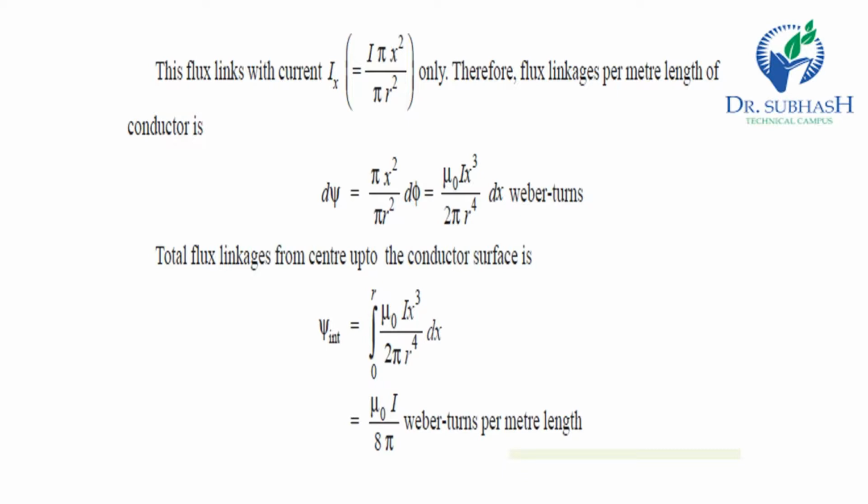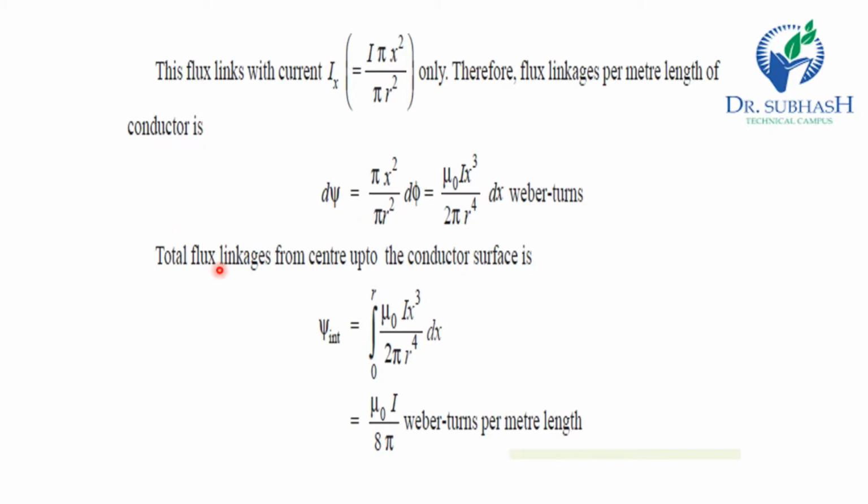Now this flux links with the current Ix, which is equal to I πx² by πr², as we defined above. Therefore the flux linkage per meter length of conductor is dψ equal to πx² by πr² times dφ, which is μ0 I x³ by 2π r² dx Weber turns per meter. This is the flux linkage value for our dx thickness part.